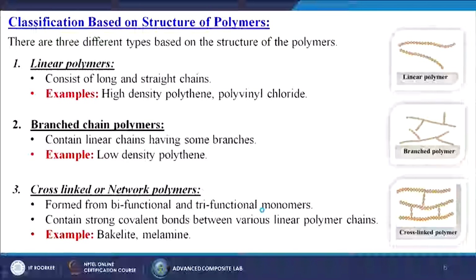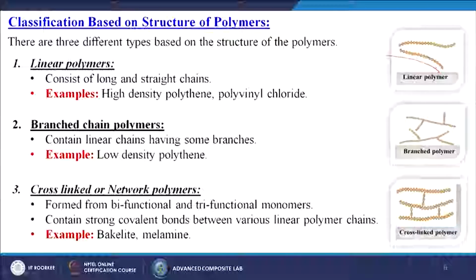Now, we are going to discuss the classification based on structure of polymers. First are linear polymers, which consist of a long and straight chain, like high density polythene and polyvinyl chloride. In this particular case you can find a long chain of all the mers. Then we talk about branched chain polymers, which contain linear chains having some branches. In this image you can see certain branches attached to the main chain. An example is low density polythene.